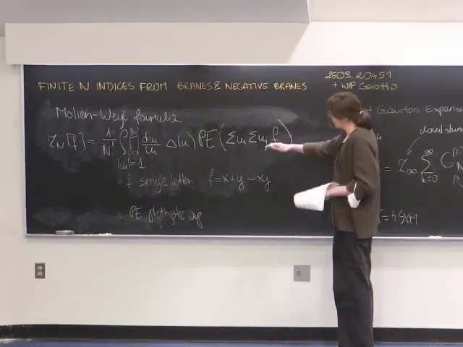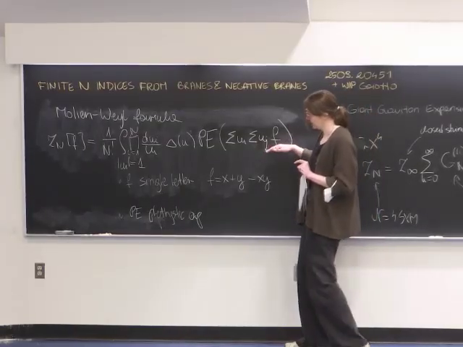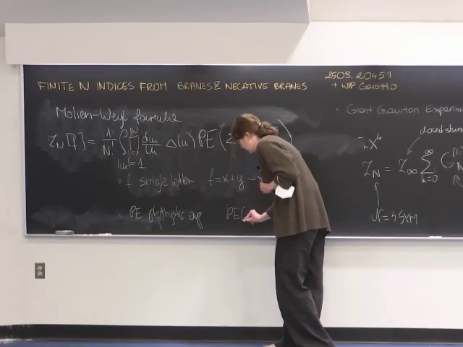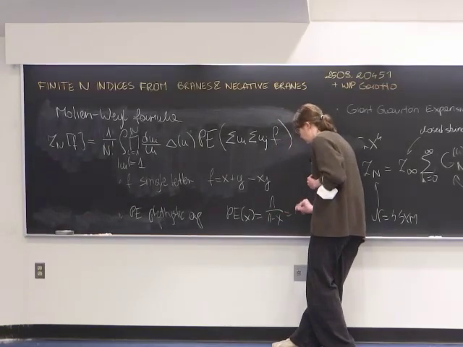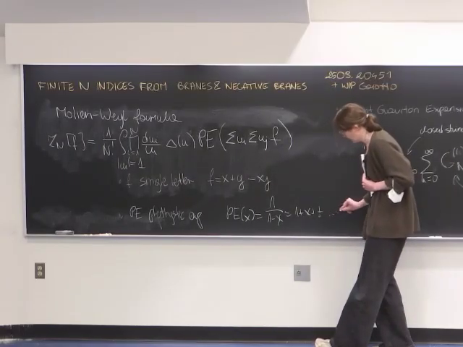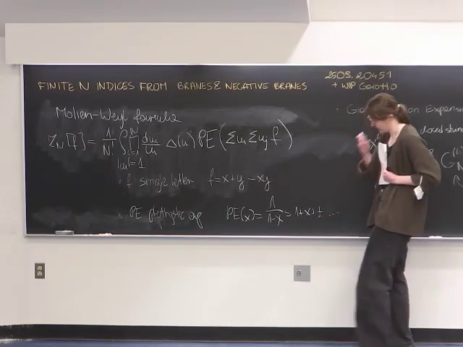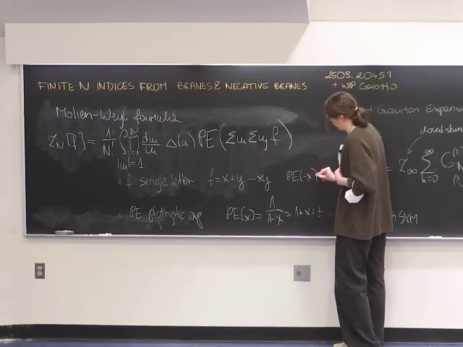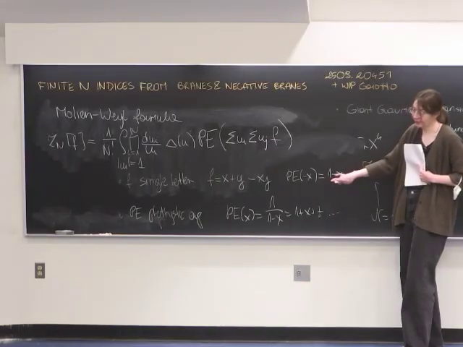So this computes the index of all the polynomials in letters we can make out of these letters. So for example, PE of a bosonic letter is 1 over 1 minus x, because we either don't put the letter, we put one letter, or we put two letters, etc. And PE of a fermionic letter is just 1 minus x, because we either don't put the letter or we put one letter.